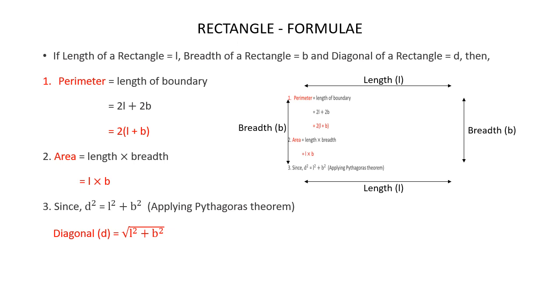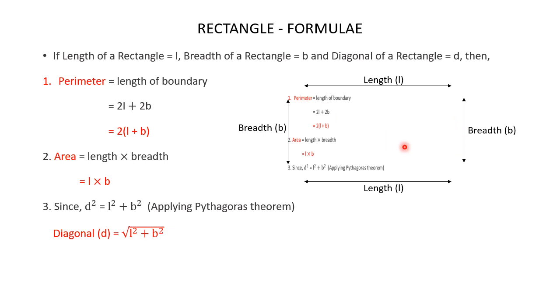Let's now look at a few formulae of rectangles. Look at this rectangle ABCD. Now the longer side of a rectangle is its length. So AD is the length. Let it be L. Now since AD is equal to BC, it means BC is also equal to L. The shorter side of a rectangle is its breadth. Here AB is the breadth of the rectangle. Let it be equal to B. Since AB is equal to CD, it means CD is also equal to B.